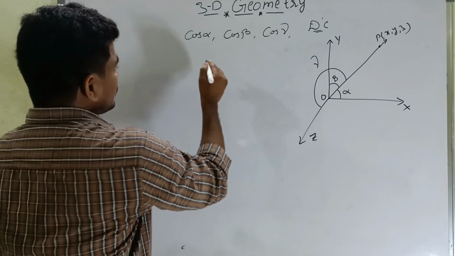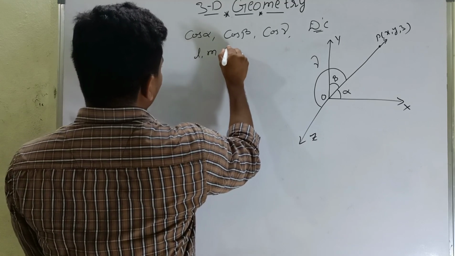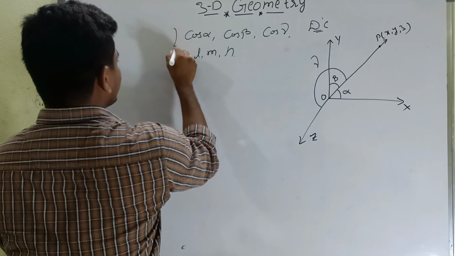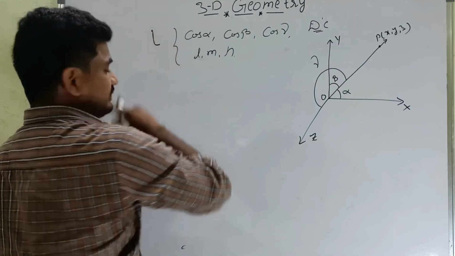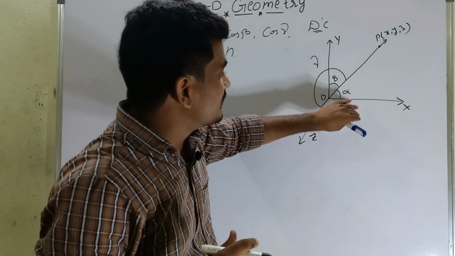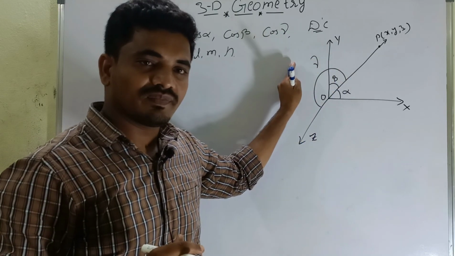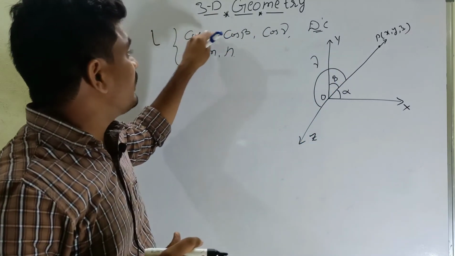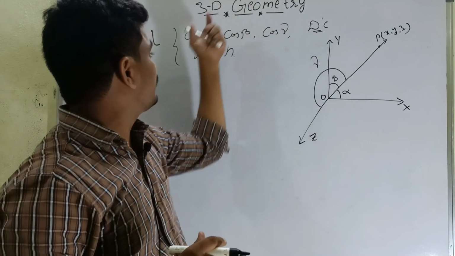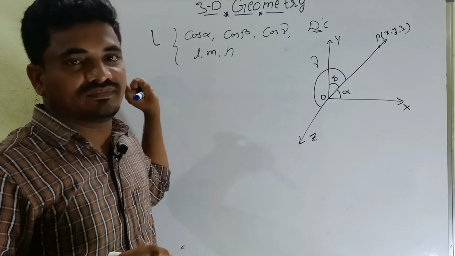Okay, we can denote it by l, m, n. So which line is this? Let us take that line as L. This line L makes angles alpha, beta, gamma with the x-axis, y-axis and z-axis. Then cos alpha, cos beta, cos gamma are what we call the direction cosines, which are denoted by l, m, n. Which line? Line L.